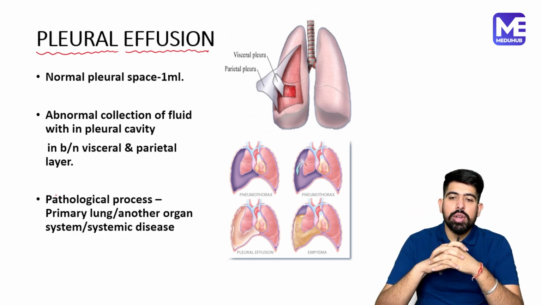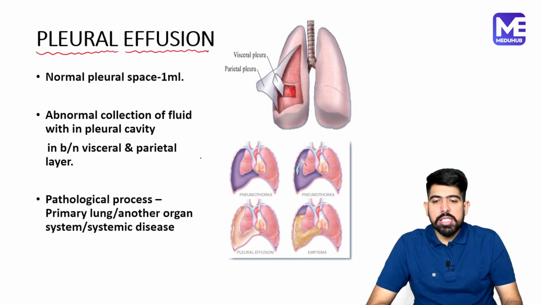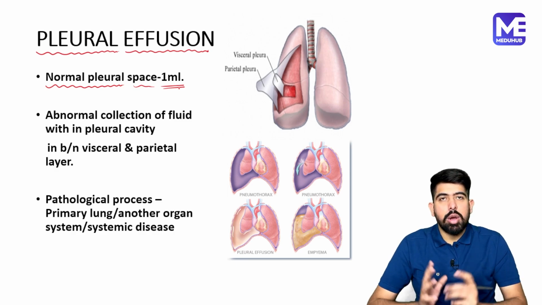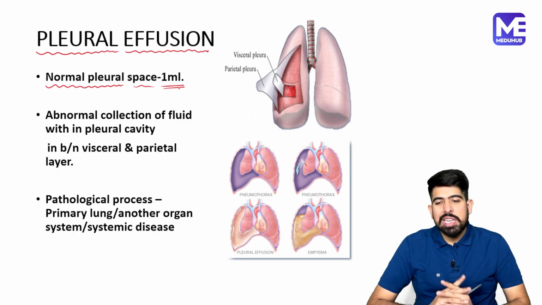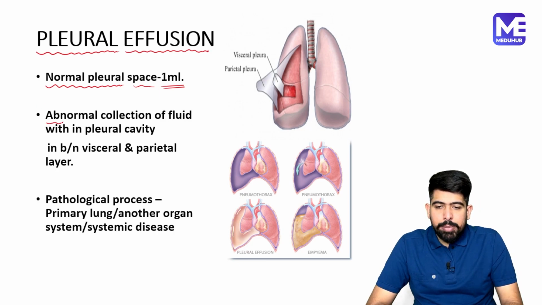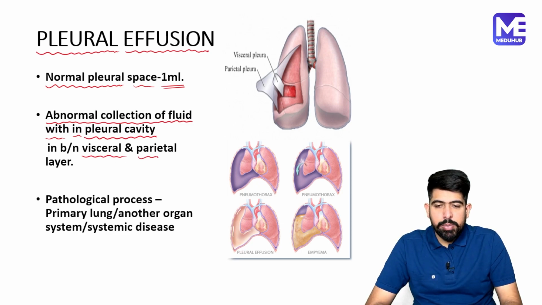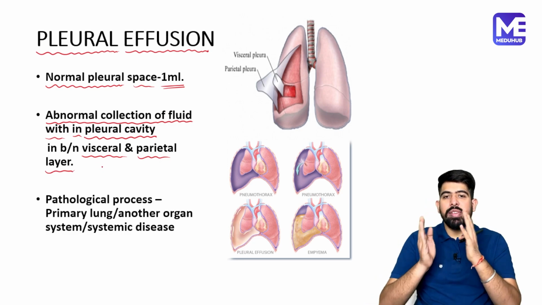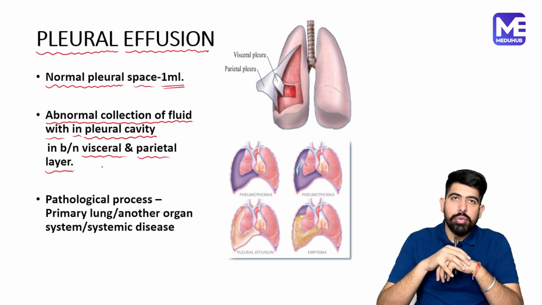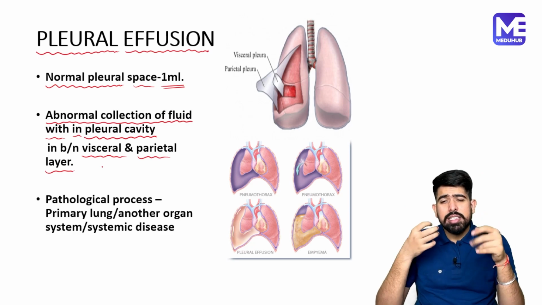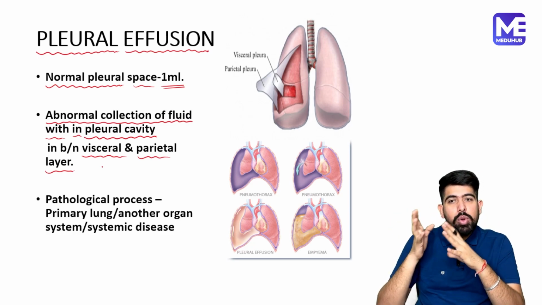This space is known as our pleural space, and the normal pleural space has a volume of 1 ml, right? But if there is an abnormal collection of fluid in the pleural cavity, right? What is the pleural cavity? You already know, it is between the visceral pleura and the parietal pleural layer. So in between, if some abnormal collection of fluid occurs there, then it is known as a pleural effusion, right?